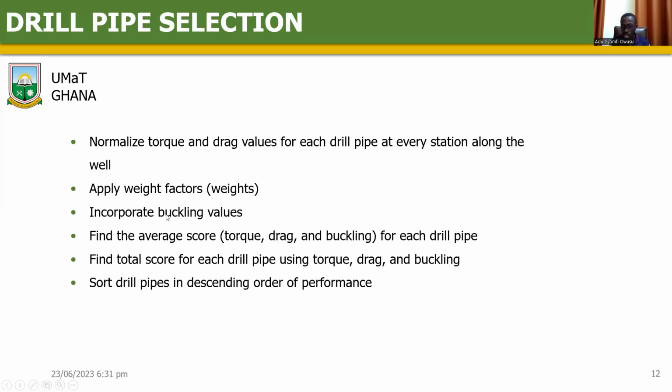We then found the average score for torque, drag, and buckling for each drill pipe in our API sheet. We then found the total score of each pipe using the same conditions, that's torque, drag, and buckling. We then sorted these drill pipes in order of performance. So the output gives a list of drill pipes, say the top 10, and the user has the opportunity to select the best out of the list to be used in the simulation process. The user can also override the system decision by selecting any of the sorted pipes to be used. This system is done autonomously.